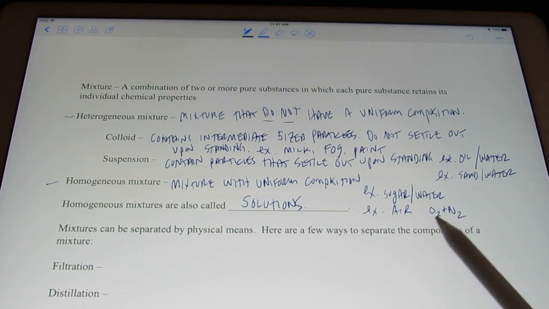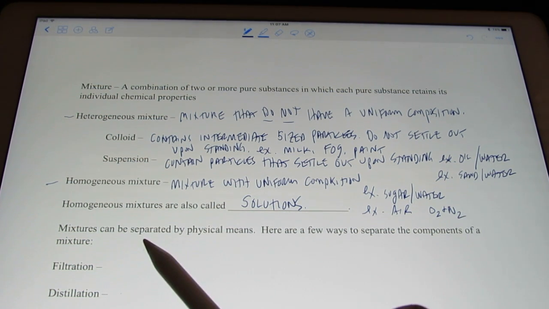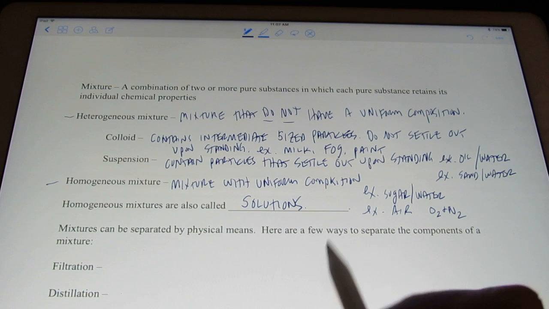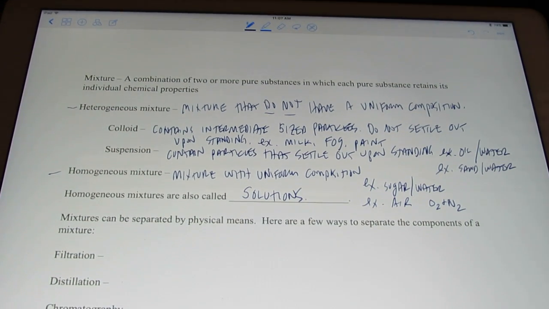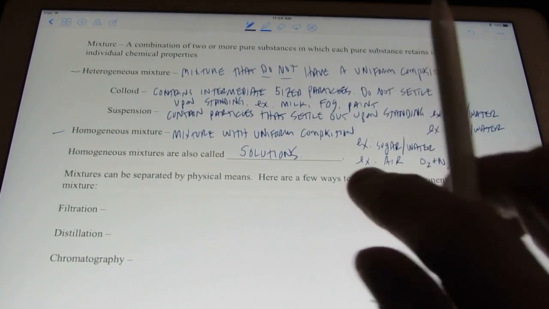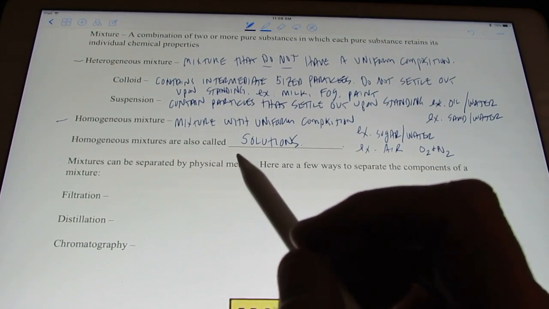We can't filter out the oxygen from the nitrogen. Now, mixtures can be separated by physical means. There are a few ways to separate the components of a mixture. Number one is by filtration. We can filter out the components of a mixture.